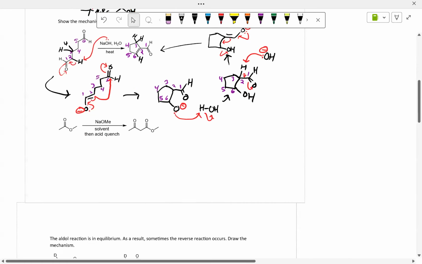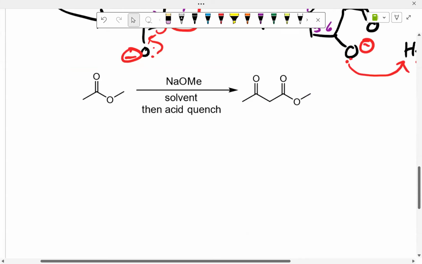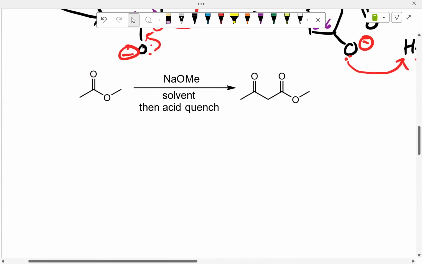Okay, next one, we are doing a Claisen reaction. If you're going to take topics in organic chemistry with Dr. Mullins, the Claisen reaction comes up, so it's good to learn it now and try to memorize it if you're going to take that class.